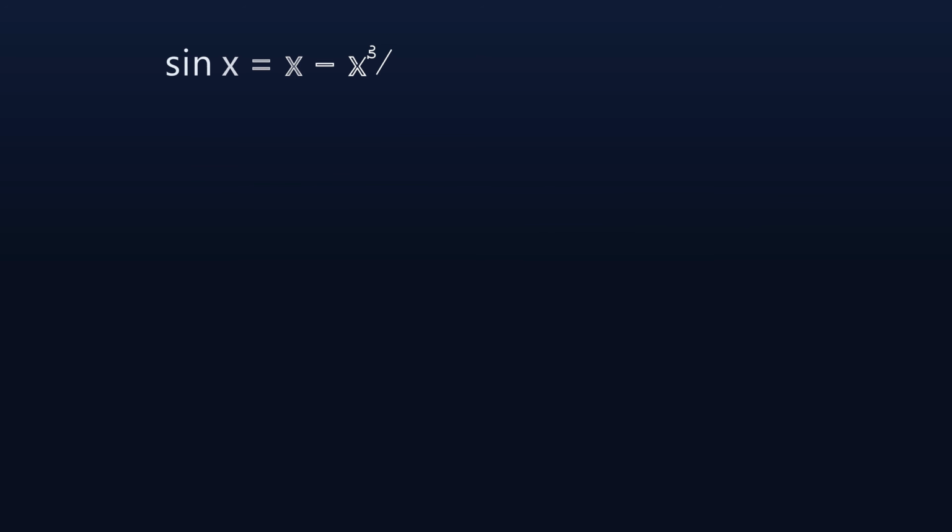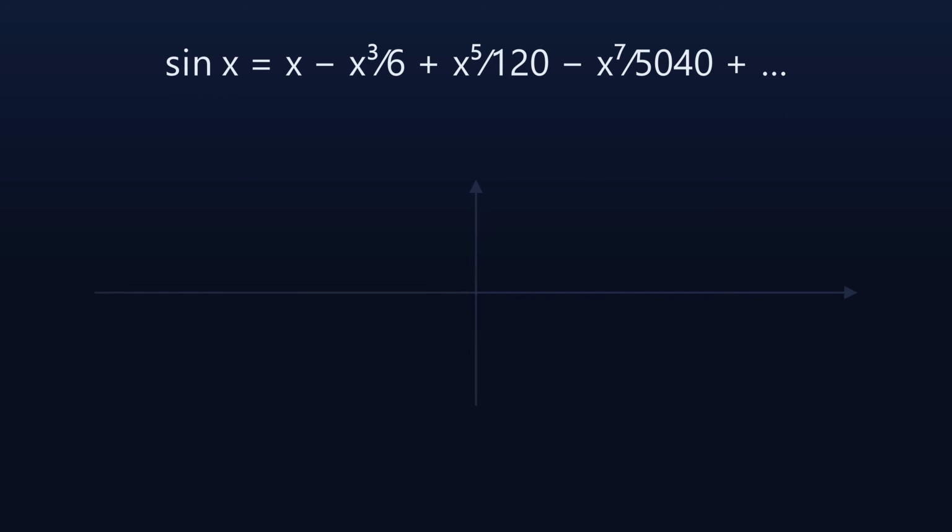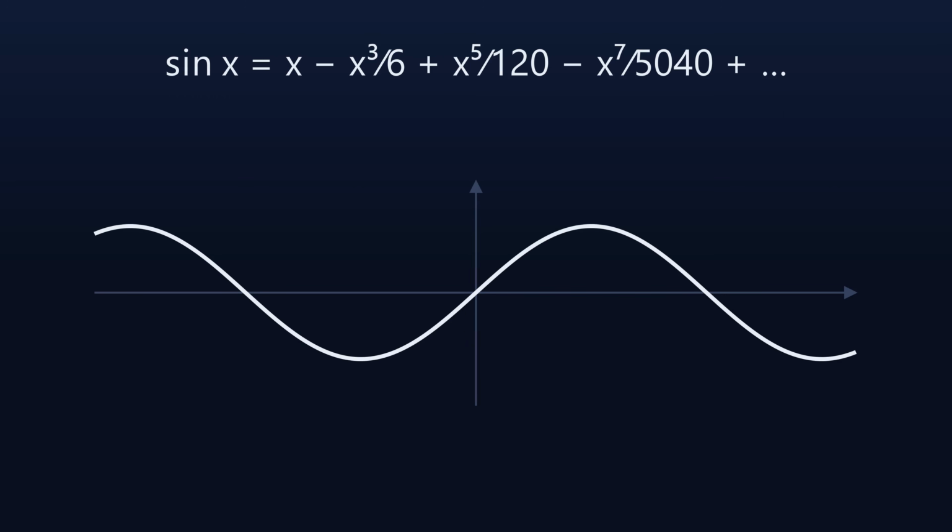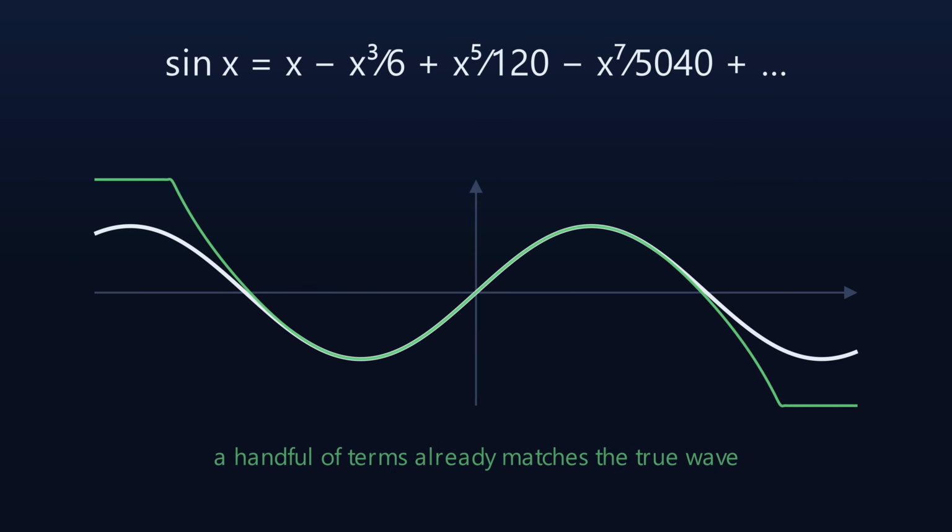The sine of x equals x minus x cubed over 6 plus x to the 5th over 120 minus x to the 7th over 5040 and on forever. Each term is smaller than the last, the signs keep flipping, and the denominators explode. Add just a handful of terms, and you already match the true sine to more decimal places than you will ever need. A smooth, curved wave built out of nothing but straight powers of x.